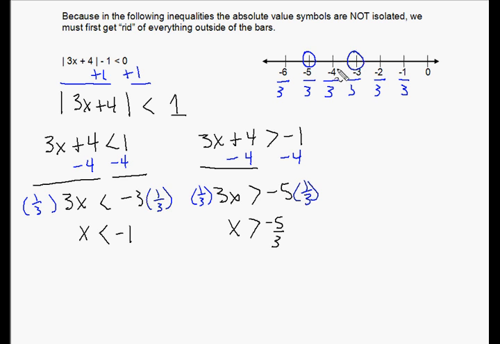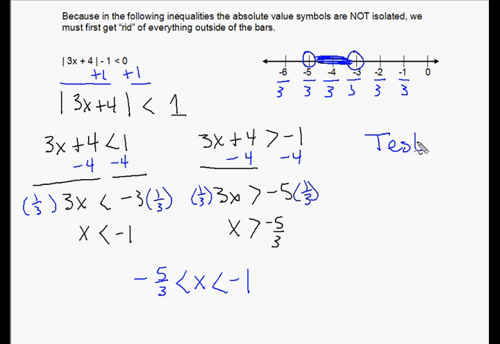Now which way do we shade? According to our statement here, we have that negative 5/3 is less than x, which is less than negative 1. So if we're looking here, we're talking about the numbers in between these two answers that we found. So it appears that we should shade here. But let's check and make sure that we're correct.